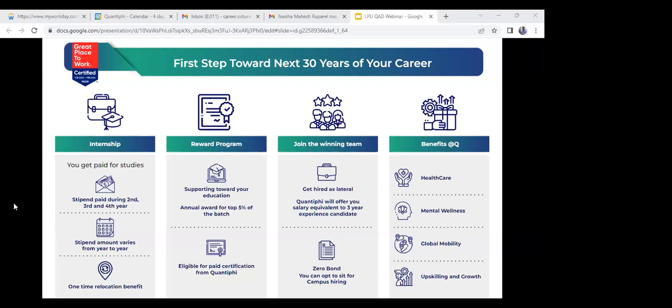And the last one, this might not be very lucrative, but is very essential in this kind of world. The benefits that Mr. Bhupender and I get today, you all are going to get that. Be it the insurance, the mental wellness, the global mobility, the upskilling and learning opportunities. So this is your advanced edge that this program will give you.